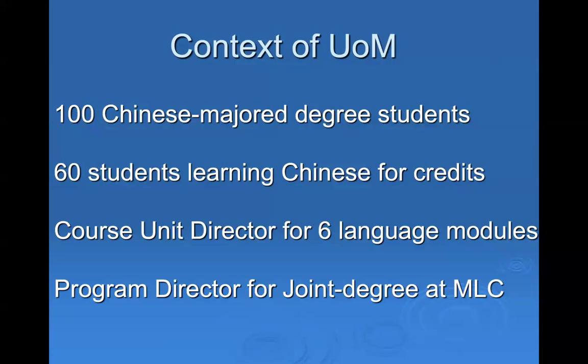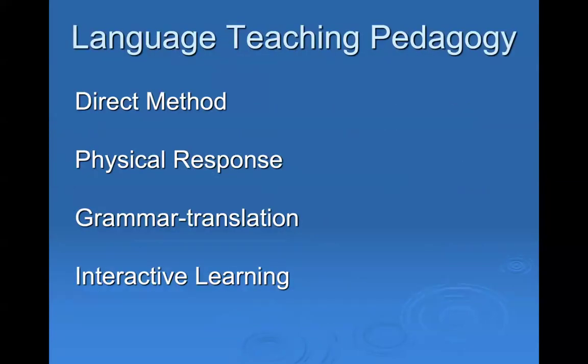Joint degree students do half of their degree in a subject like bioscience or computer science, and half in a modern language, including Spanish and French, etc. To teach a language well, I exploit different pedagogies. Direct method is to use the target language to teach the language. It's okay for advanced students, but not for beginners. Physical response is more suitable for primary and middle school students. Grammar translation method is a bit boring, so I decided to use interactive learning.